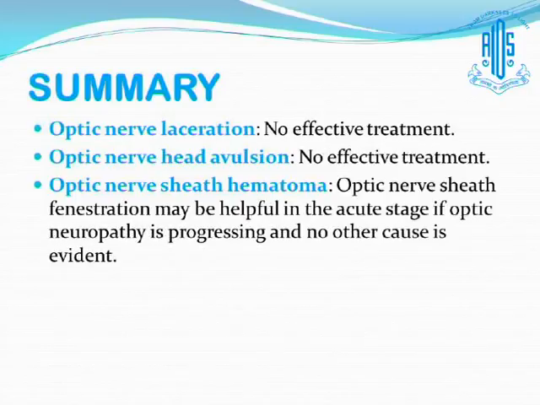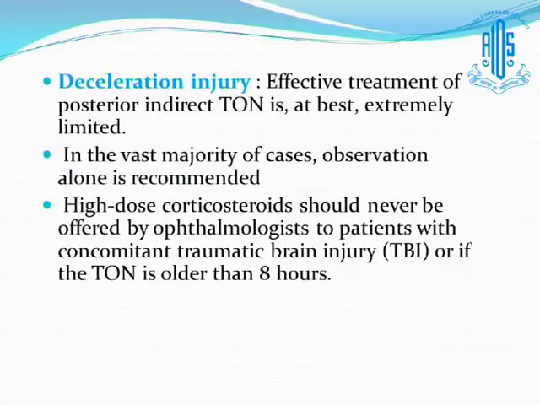To summarize the treatment: optic nerve laceration, no effective treatment; optic nerve avulsion, no effective treatment; optic nerve sheath hematoma, the treatment will depend upon the surgeon's efficacy. Optic nerve sheath fenestration may be helpful in the acute stage if the optic neuropathy is progressing or there is no other cause evident. The most common we generally encounter is a decelerating injury. The effective treatment for the posterior, most commonly the posterior indirect traumatic optic neuropathy, is at best extremely limited.